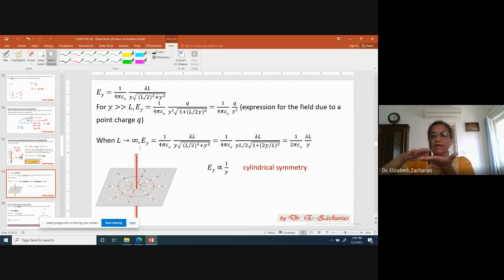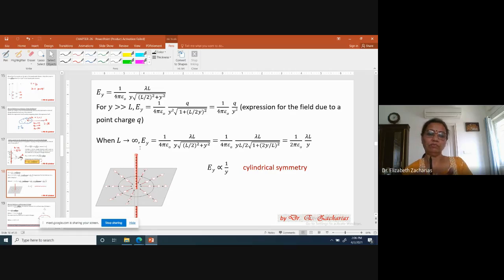If I draw a plane like this at the perpendicular bisector, I can take a distance y anywhere, in any direction on this plane. And at every point here, I find that the electric field is going to be away from my source. And at every point, I can actually draw an imaginary circle around this wire.